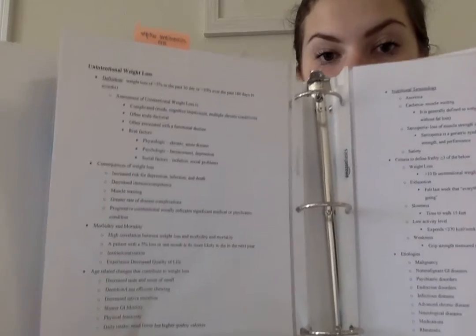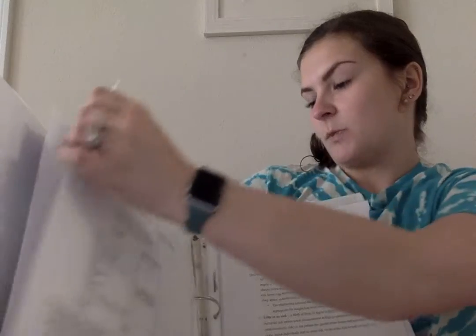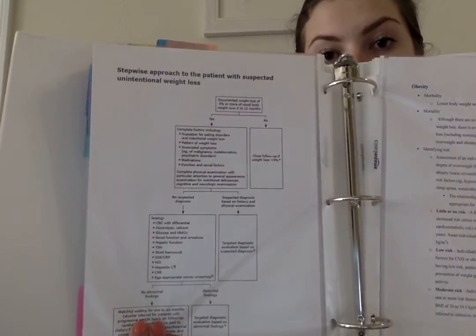And then the next section is on unintentional weight loss, so the signs and symptoms, what to do about that when you suspect that there's unintentional weight loss in a patient. And then I included this algorithm from Up to Date. It's just the approach to unintentional weight loss treatment.